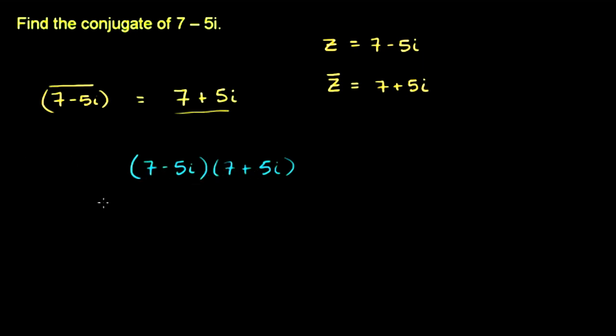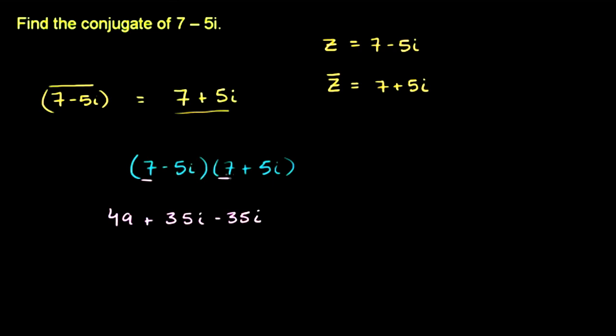So you'd have 7 times 7, which is 49. 7 times 5i, which is 35i. Then you have negative 5i times 7, which is negative 35i. You can see the imaginary part is canceling out.